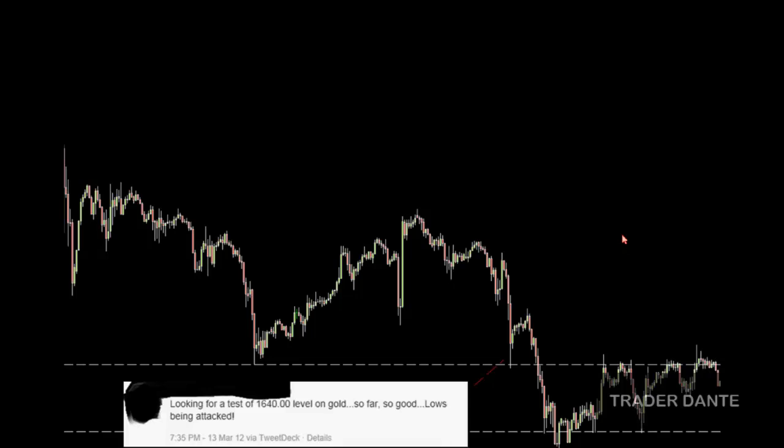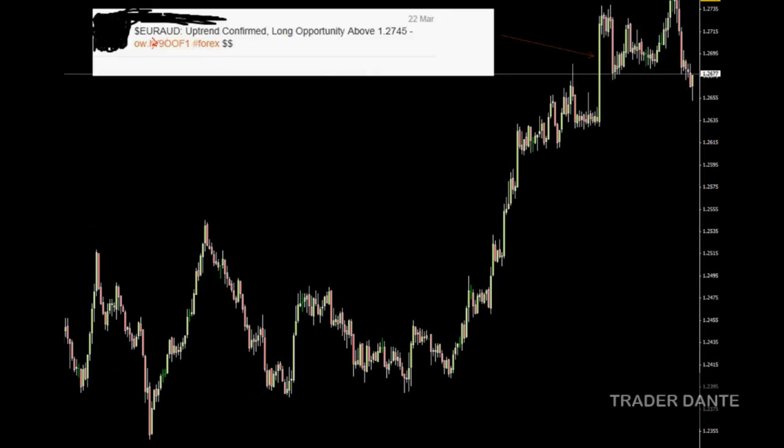Let's have a look at the next example. You'll like this one. Here's the Euro Australian dollar. This was another tweet that came out. And what you'll see is, this market put in a swing point right around here, and it broke it with this big green candle. Again, for the highs.